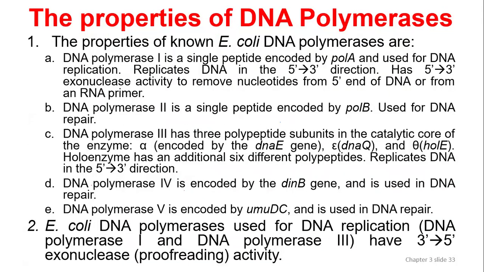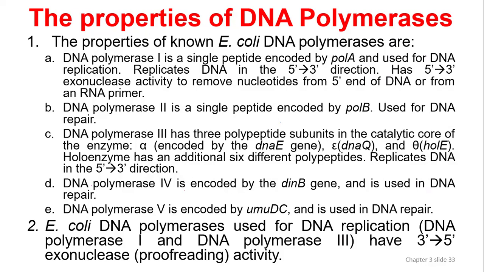All right, so the properties of DNA polymerase are actually shown on this slide. So you can take some time to look at it. DNA polymerase 1 is a single peptide encoded by pol A. DNA polymerase 2 is a single peptide encoded by pol B. DNA polymerase 3 has 3 polypeptide subunits. You know, they are listed there for you. Then DNA polymerase 4 is encoded by the B gene and is used in DNA repair. And then DNA polymerase 5 is encoded by UmuDC and is used in DNA repair.